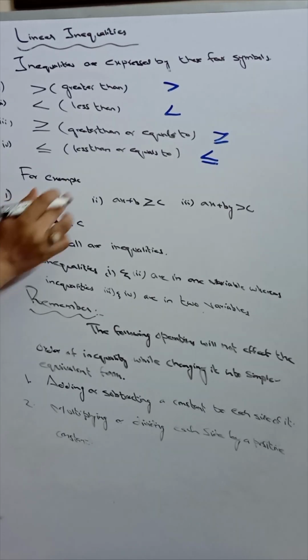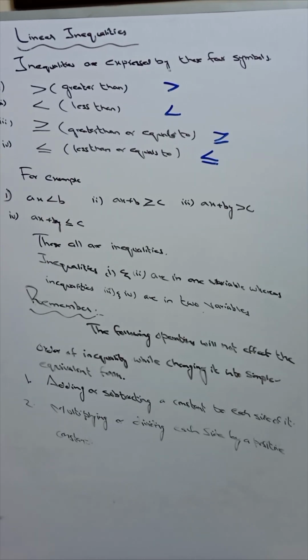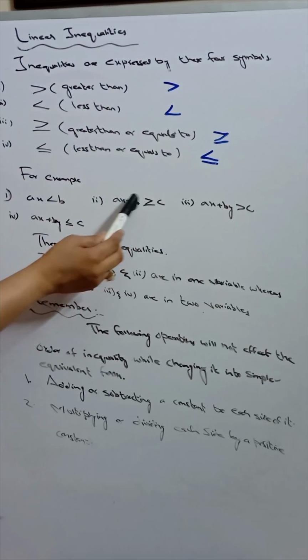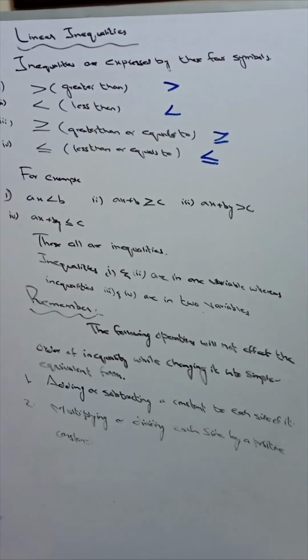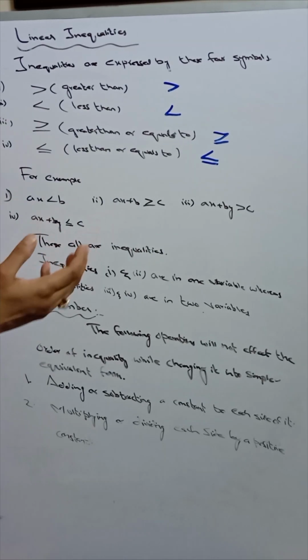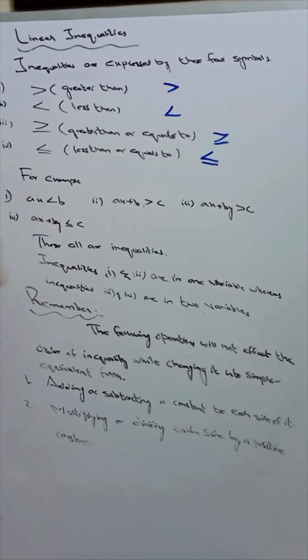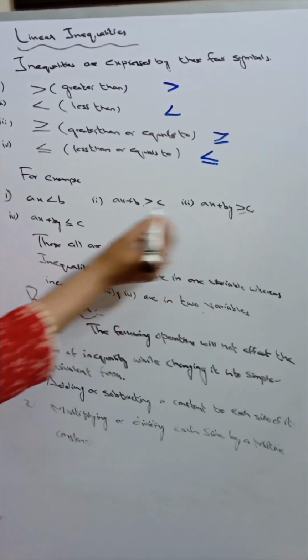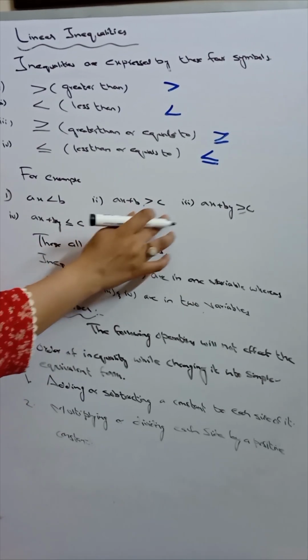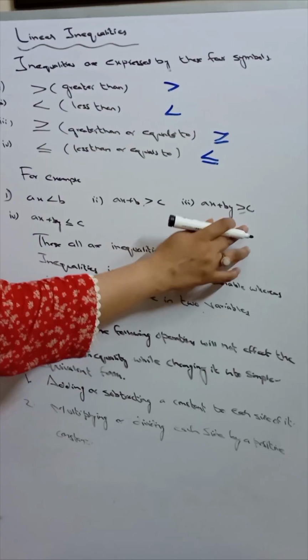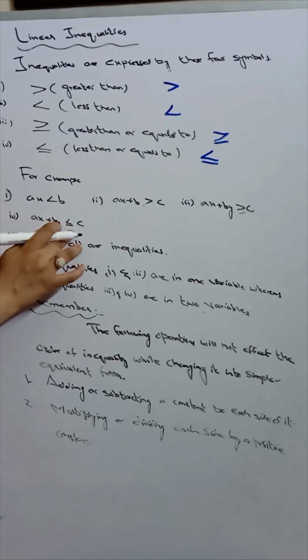Ax less than b. Ax plus b greater than or equal to c. Or you can say here, ax plus b greater than c. Ax plus by greater than or equal to c. Ax plus by less than or equal to c.